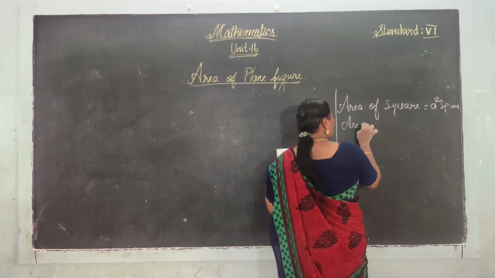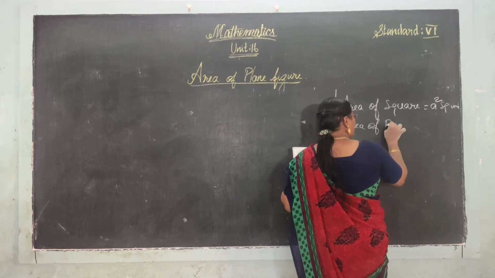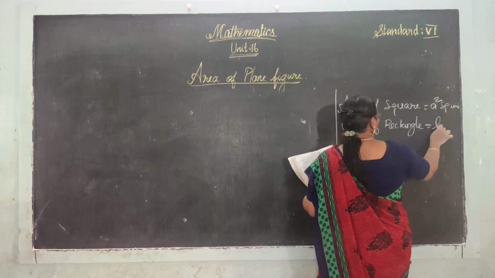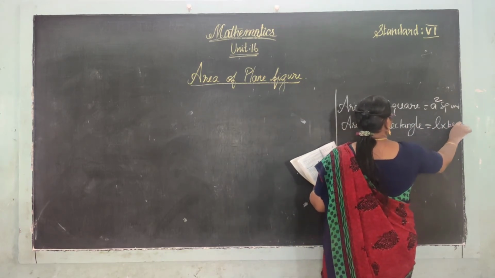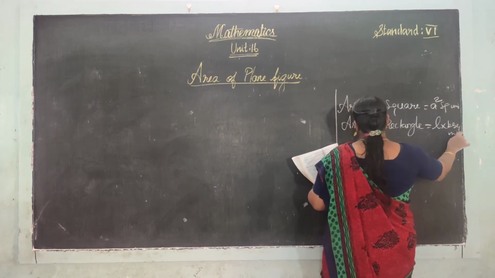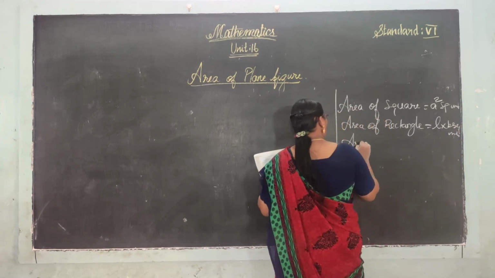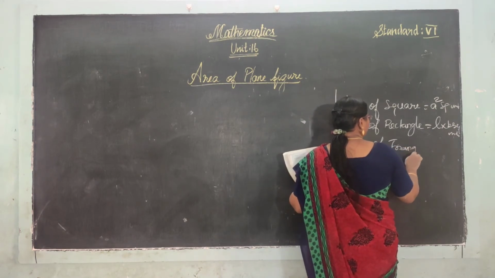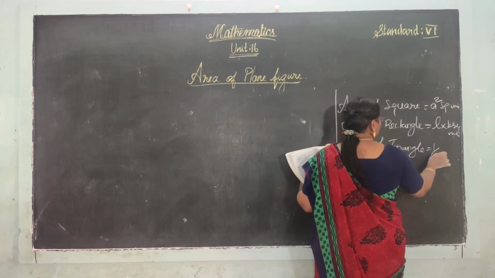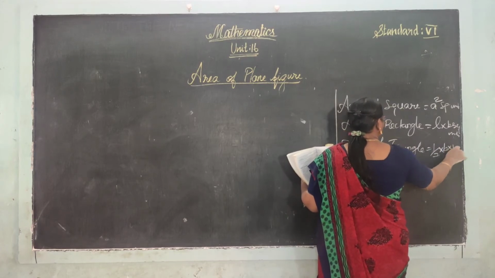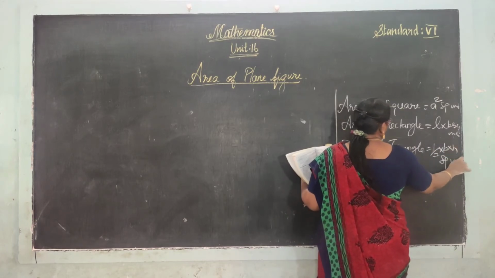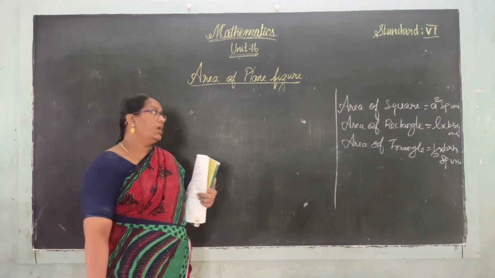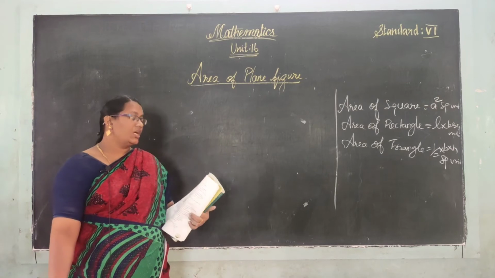And next one, area of rectangle is equal to L into B square units. Area of triangle, half into base into height square units. Okay, these are the formulas for the area of the 2D shapes.